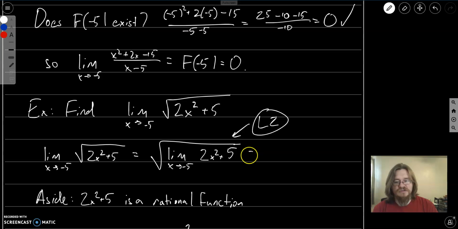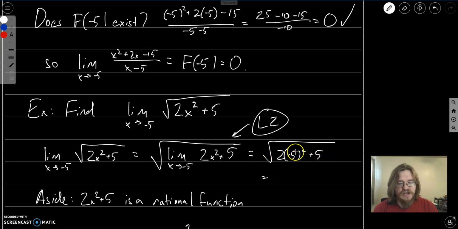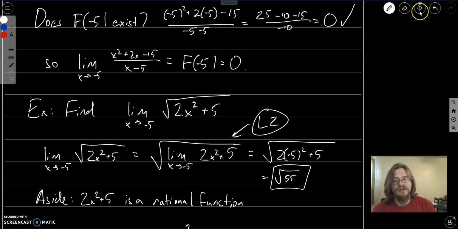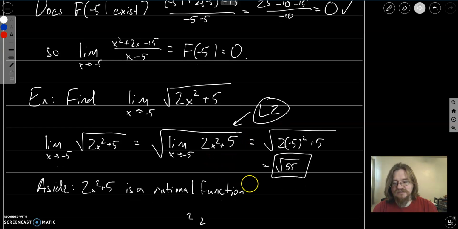So this is going to be equal to the square root of 2 times -5 squared plus 5. If we simplify this, -5 squared is 25, times 2 is 50, so it's just going to be the square root of 55. And that's all we have to do. Here's our answer. We had to use one of our properties first, because the square root of something is not going to be rational. But once I use that property, now I have a rational function, and now I can just plug in my value. So that's quite nice.